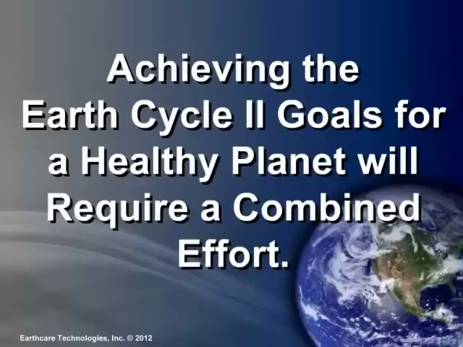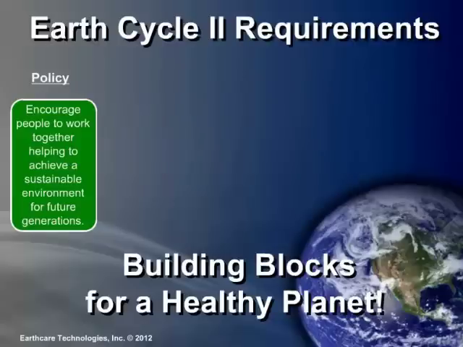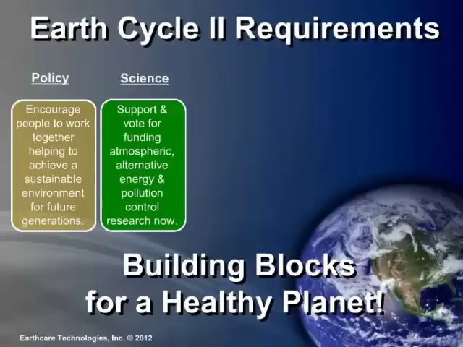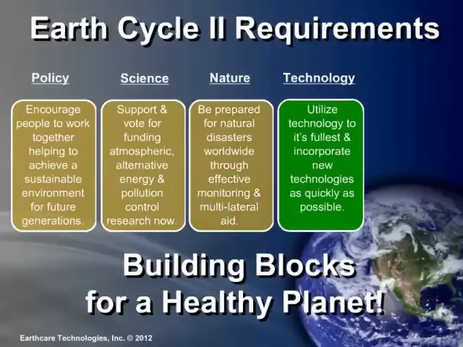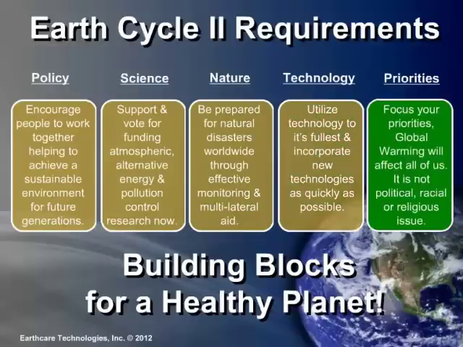Achieving Earth Cycle 2 goals for a healthy planet will require a combined effort. Encourage people to work together, helping to achieve a sustainable environment for future generations. Support and vote for funding atmospheric, alternative energy and pollution control research. Be prepared for natural disasters worldwide through effective monitoring and multilateral aid. Utilize technology to its fullest and incorporate new technologies as quickly as possible. Global warming should be an international priority because it affects us all, regardless of our politics, race, or religion.